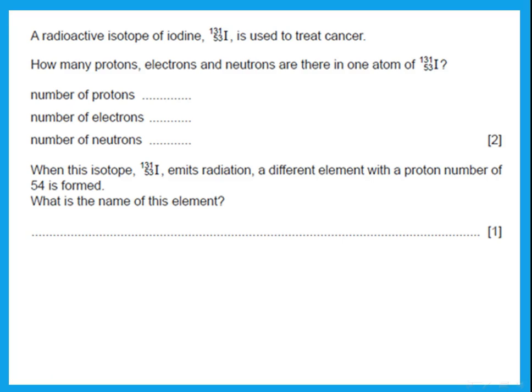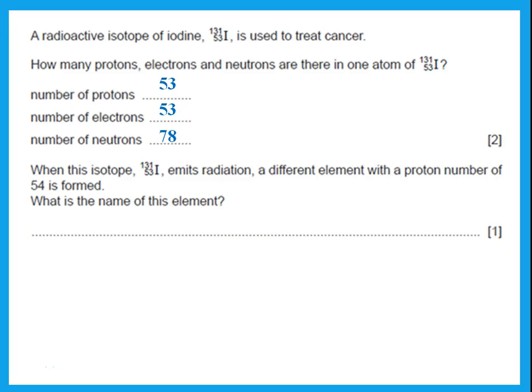Okay, a radioactive isotope of iodine is used to treat cancer. How many protons, electrons, and neutrons are there in one atom of this iodine? So he gives me a small number 53 and a big number 131. That means the atomic number or number of protons is 53. The number of electrons is the same, 53, and the number of neutrons is the difference between them.